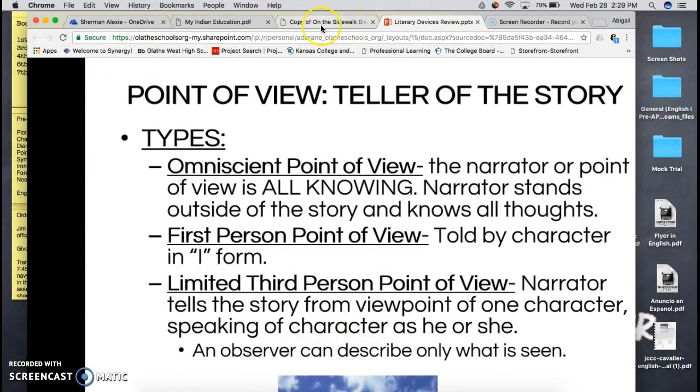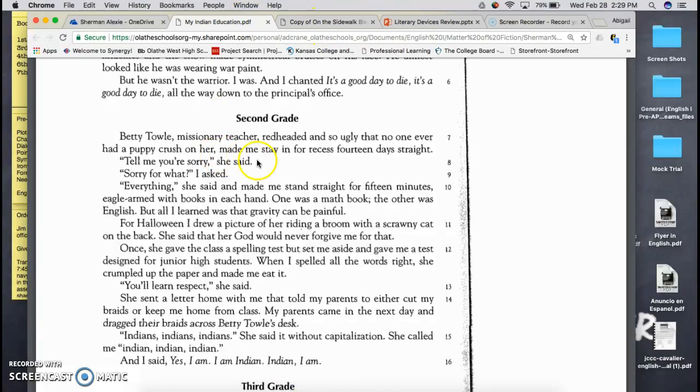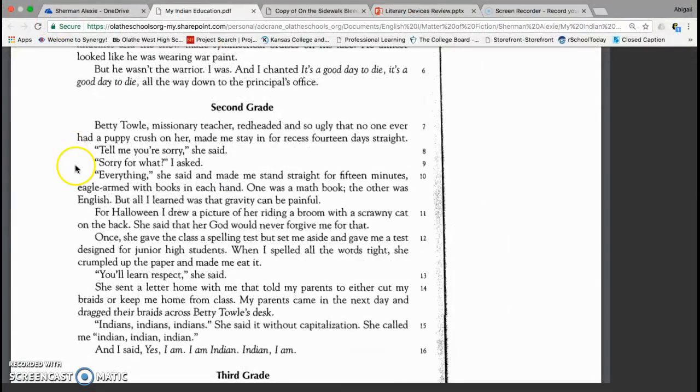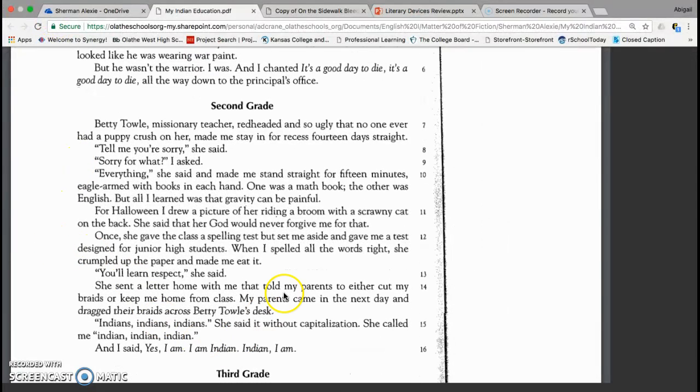Now let's look at some examples. This is a brief excerpt of My Indian Education by Sherman Alexie. It's an excellent short story. I'm going to read the section called Second Grade, and I want you to take a guess as to what point of view this is told in.